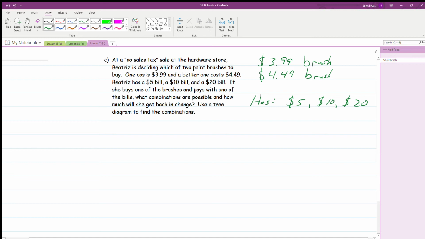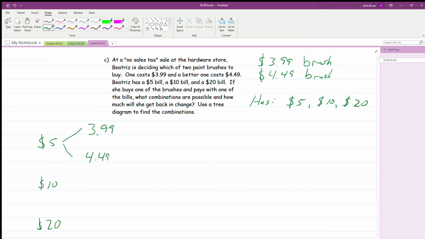So a tree diagram is kind of like, it just expands. So I'm going to show you how to make one of those. We're going to start over here on the left side, we're going to put $5. And then let's do $10. And then we'll skip 2 lines and we'll do the $20. Now, with the $5 bill, she could buy either brush. One is $3.99 and one is $4.49.